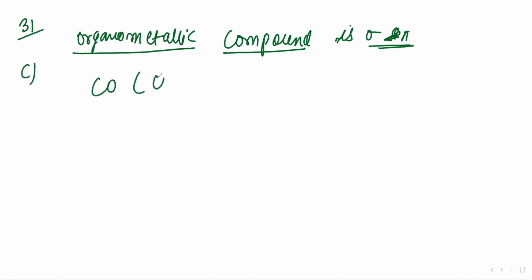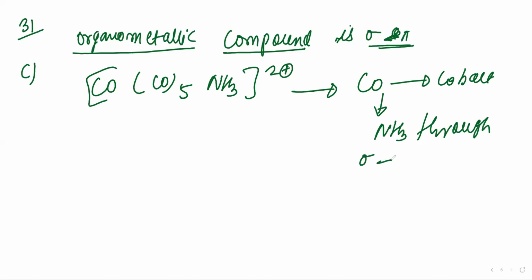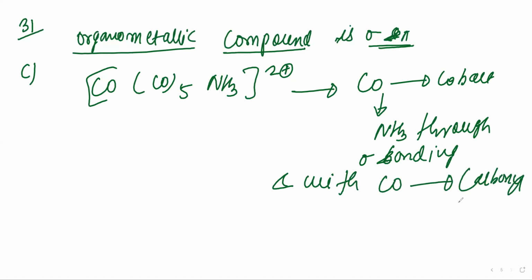So it is cobalt carbonyl compound with 5 NH3, raised to 2 plus. Right. So the Co atom is attached with NH3. Co is nothing but cobalt. So it is attached with NH3 through sigma bonding. And with CO, CO is here a carbonyl, bonded through the dative bond, dative pi bond.